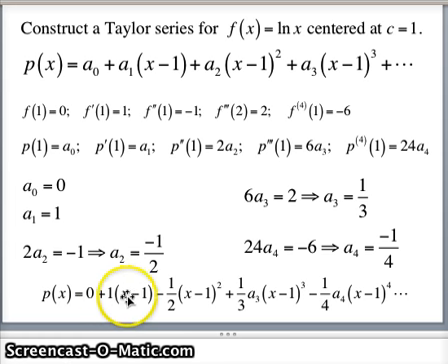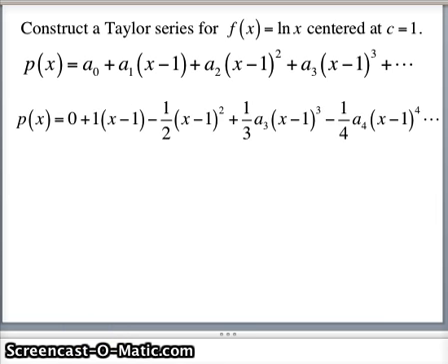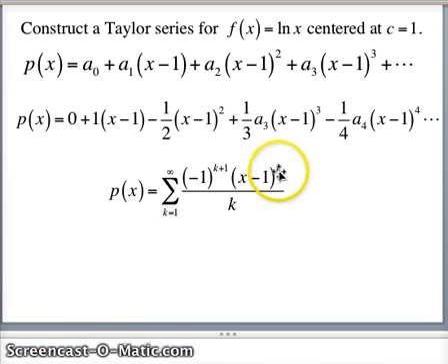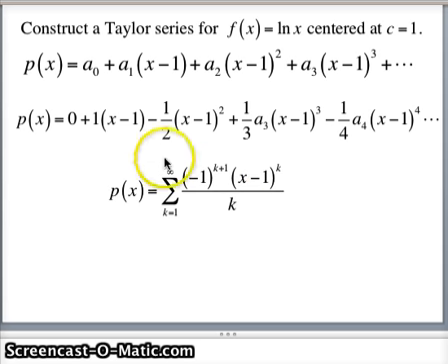You'll notice it alternates plus, minus, plus, minus. The denominators here are 1, then 2, then 3, then 4. So we have it in this form, and then we can rewrite it this way. You'll notice (x minus 1) to the k over k: (x minus 1) to the first over 1, (x minus 1) to the second over 2, (x minus 1) to the 3 over 3, with the fact that it starts out how? It starts out as a positive number, so negative 1 to the k plus 1 will handle that.